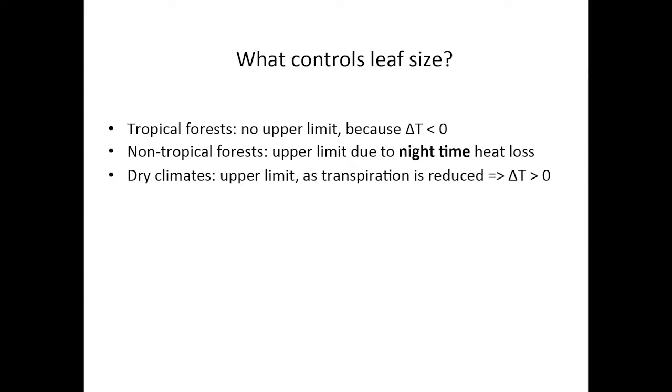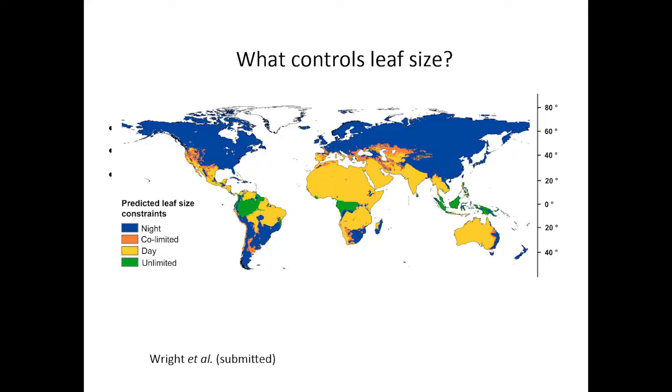But in dry climates also there is an upper limit because you've got restricted transpiration and the leaf obviously doesn't want to heat up massively above its surroundings. And so this is from a paper by Ian and many other co-authors, several of them on this list of authors here, showing where the different limitations apply. So you have the green area where there isn't any limitation, daytime limitation in the yellow area, a zone of co-limitation in between, and then nighttime limitation over actually much of the world.